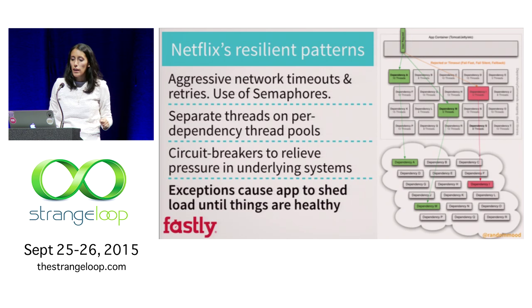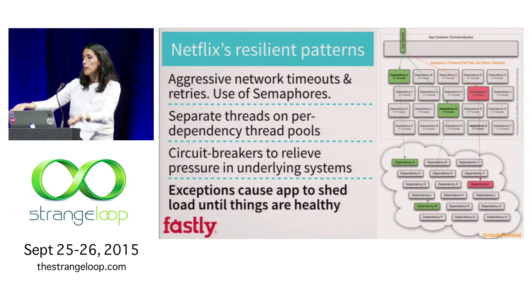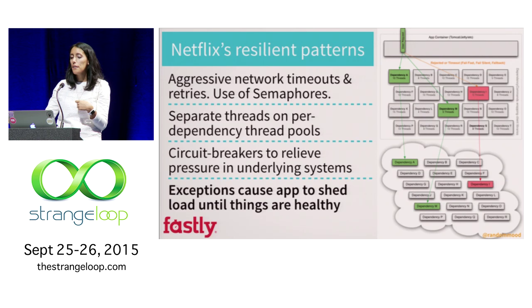The interesting thing is that they talk about circuit breakers as well. Say, for example, they notice over a 50% error rate in a span of 10 seconds, then they will back off and try to relieve the pressure, and only start sending things to the system they were talking to after the health check comes back okay. They also said that exceptions cause the app to shed load until things are healthy. Again, we've seen this before in the literature section with our first model. All right, good. So that is Netflix.